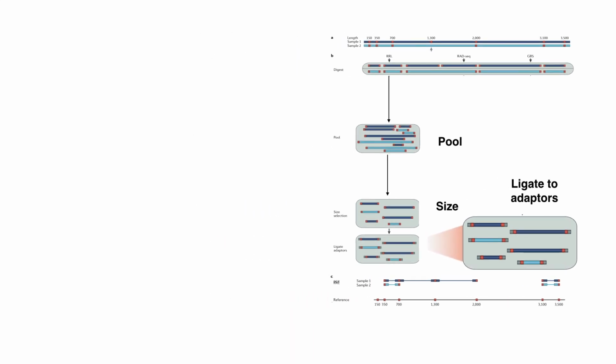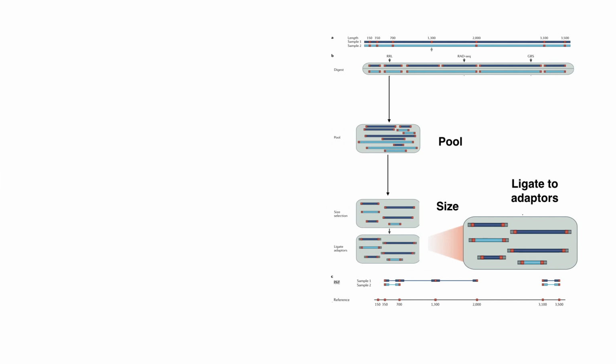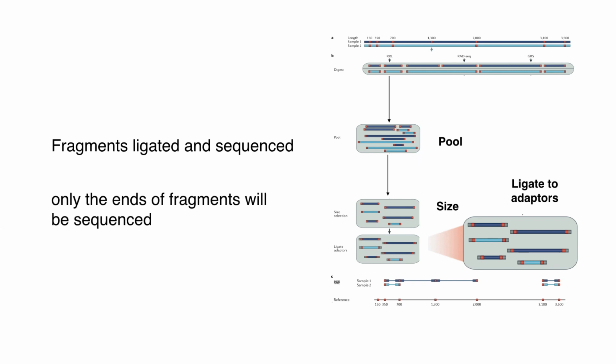RRL, or Reduced Representation Library procedure. After digestion, the fragments from all samples are pooled and size selected to 300 to 700 base pairs. Then, fragments are ligated to standard sequencing adapters, shown with gray squares, and then sequenced. In this simple case, only the ends of fragments will be sequenced, but the protocol can be modified to sequence entire fragments.